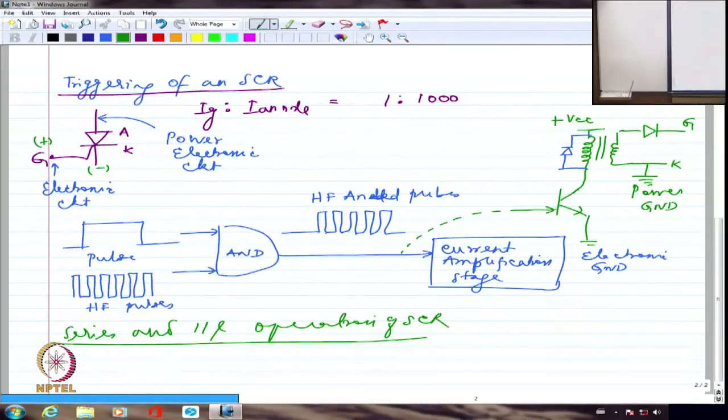Whereas in this case, if I just use a transformer, either you will amplify the voltage or you will amplify the current. You cannot amplify the power. The power is invariant from the primary side to the secondary side. So that's the reason why we use the transformer only for isolation, not for amplification. Right? Have I answered your question?